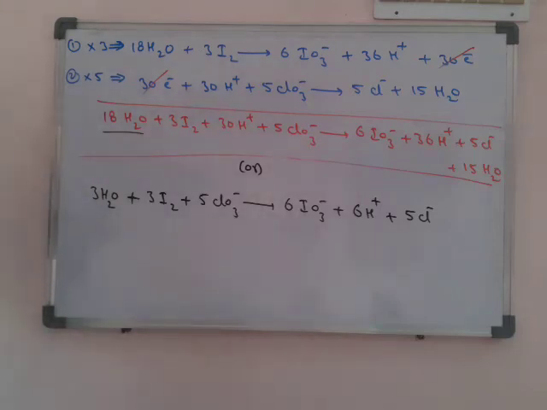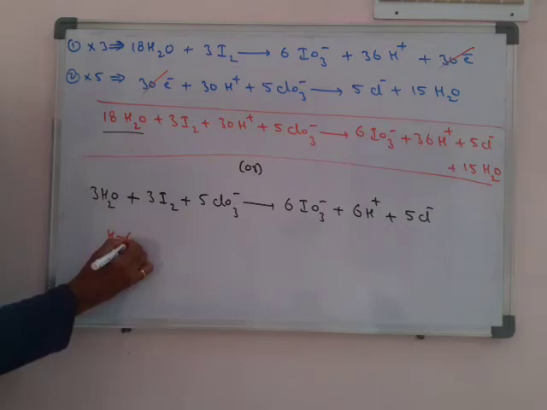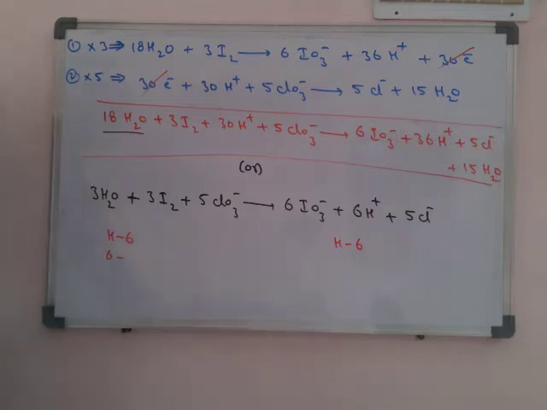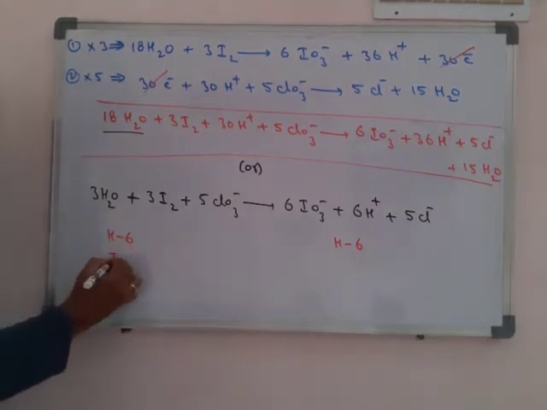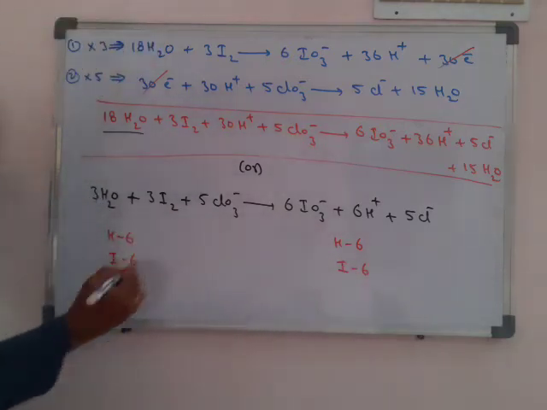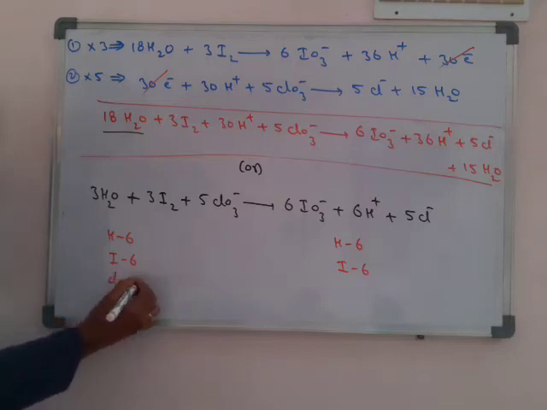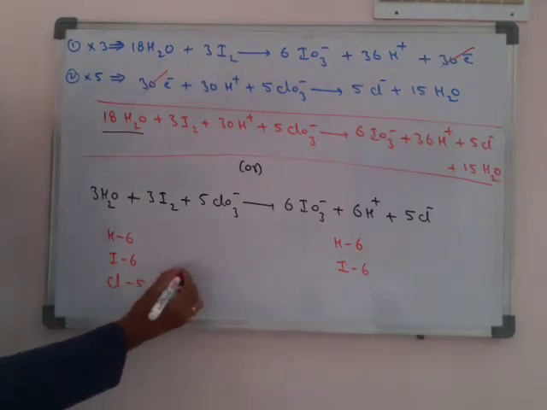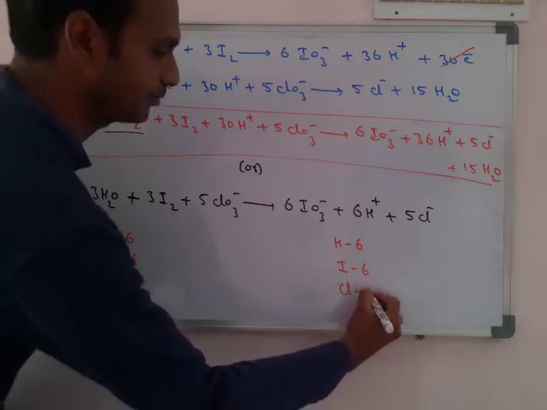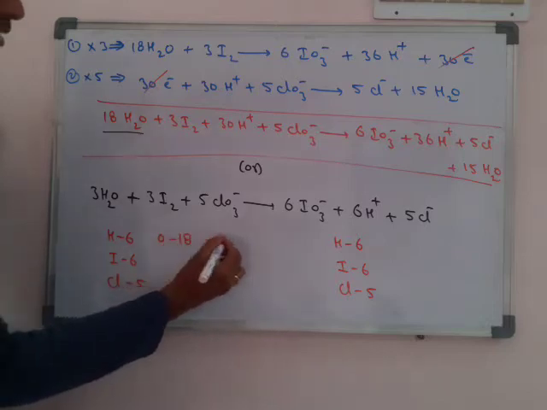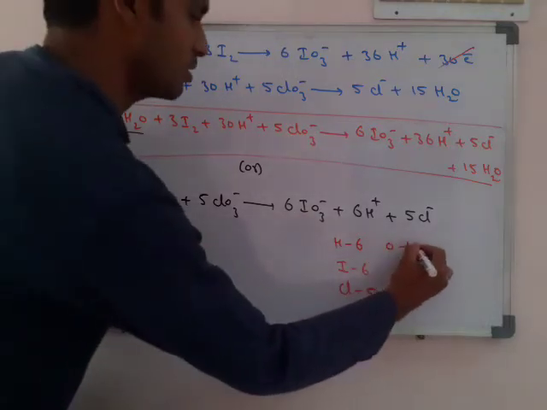Now check whether all the atoms are balanced or not. Hydrogen, see, 6 hydrogens at left side, 6 hydrogens at right side, 6 iodines at left side. So you have to mention this step also. Iodines, 6 iodines, chlorines, here 5 chlorines, this is okay. Here chlorines 5. How many oxygens? Here 3, 5, 15, 3, 18 oxygens. Oxygen 18. Here 6 × 3 is 18, so here also oxygens 18.